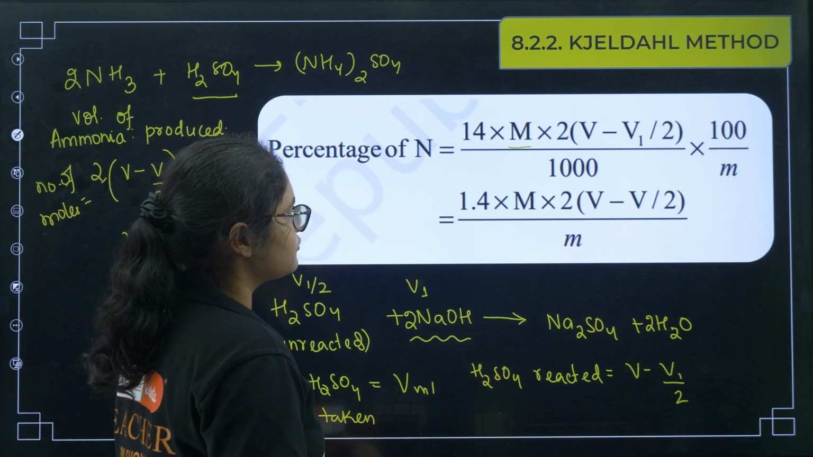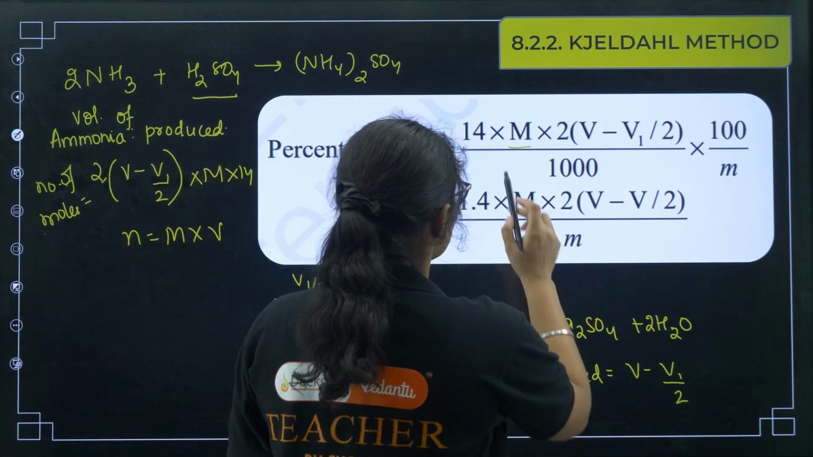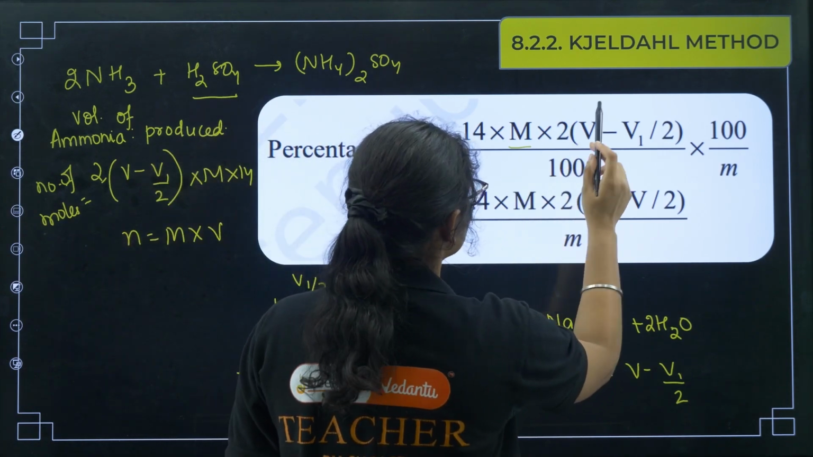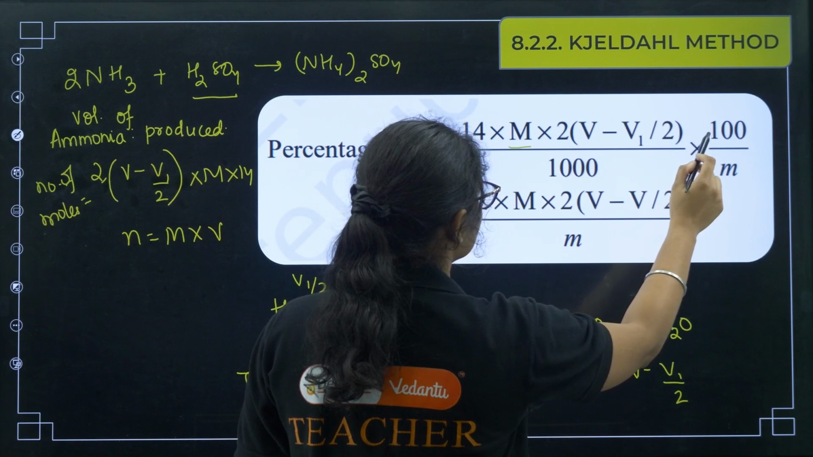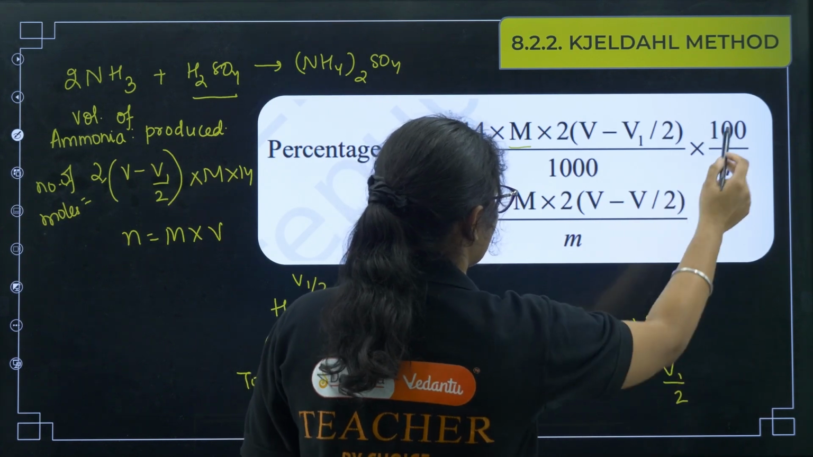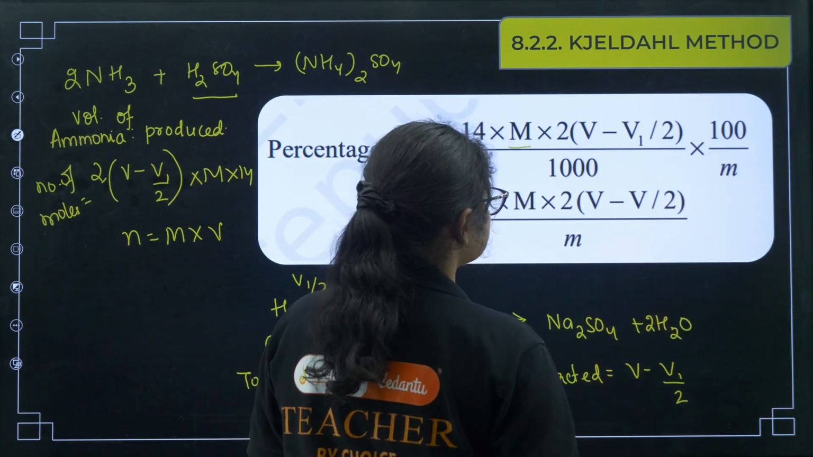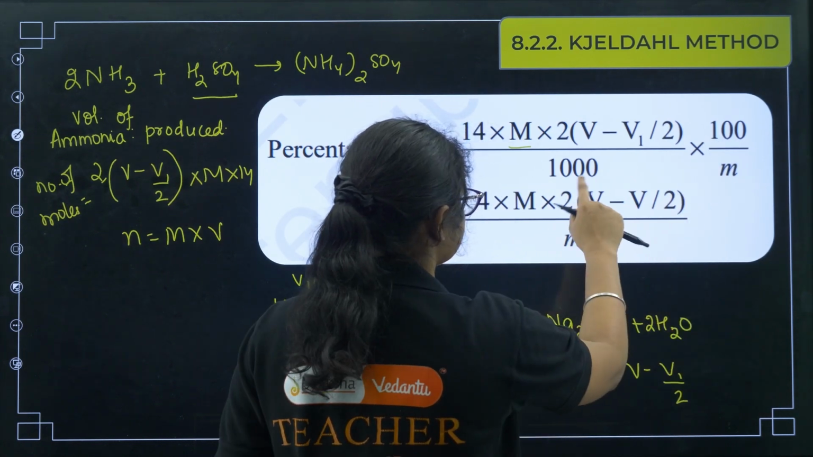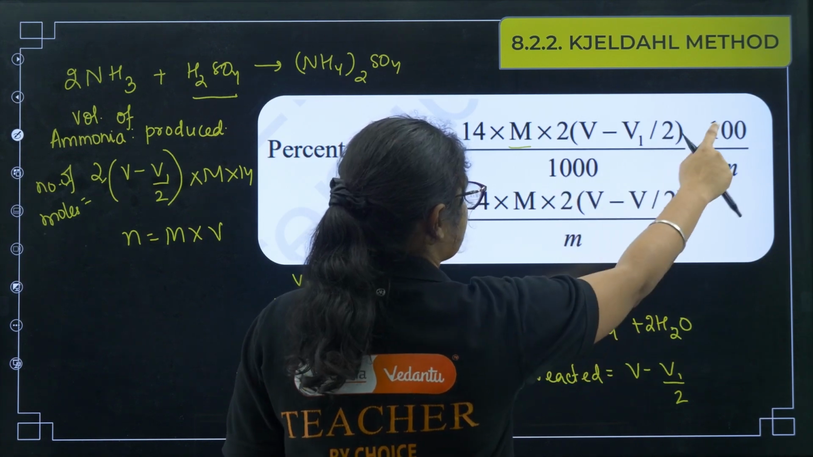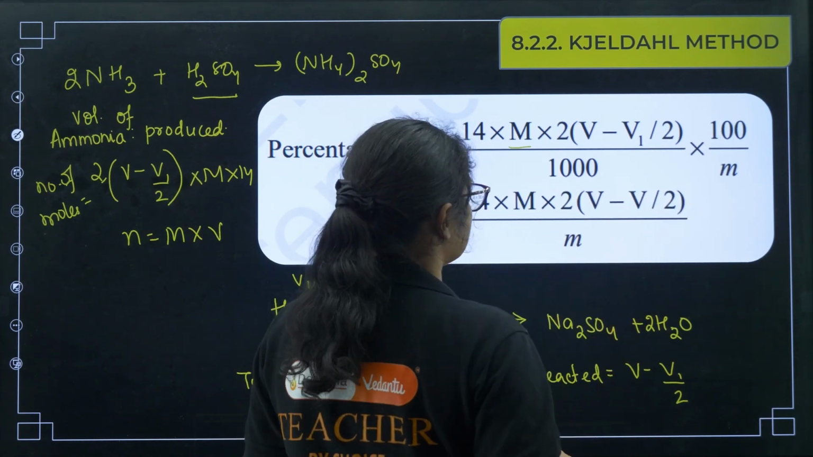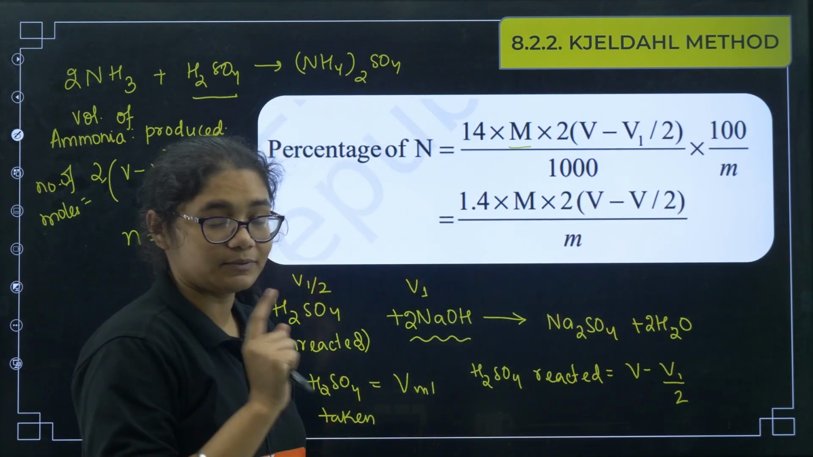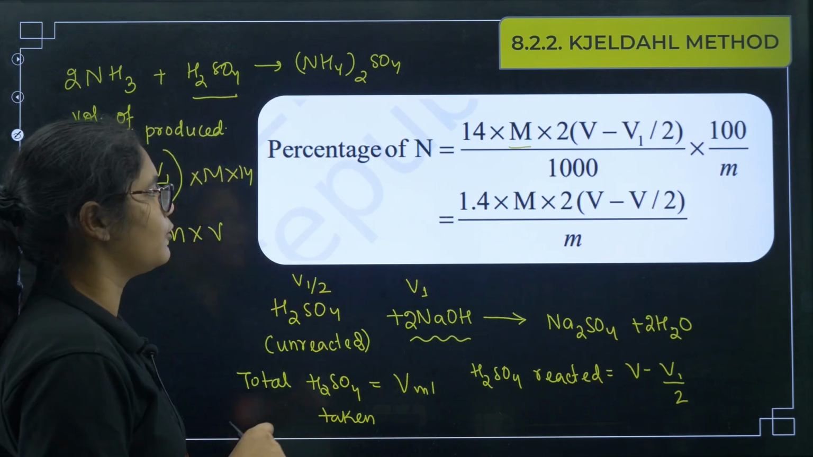So you can remember this formula like this: 14 into M into 2 times (V minus V1 by 2), into 1000, divided by the mass of the compound, into 100. Finally you can simplify it and substitute like this. So please remember this formula. This is very, very important.